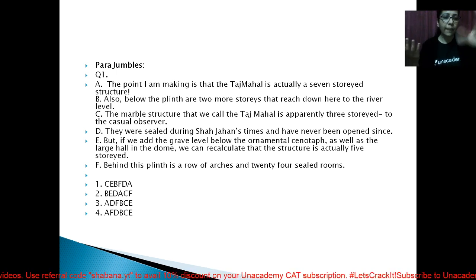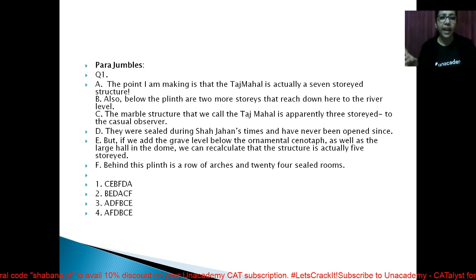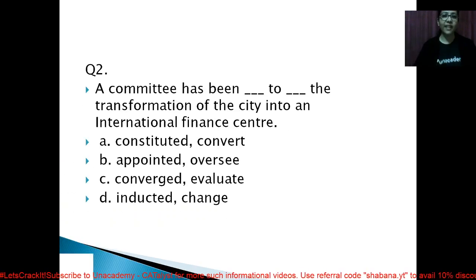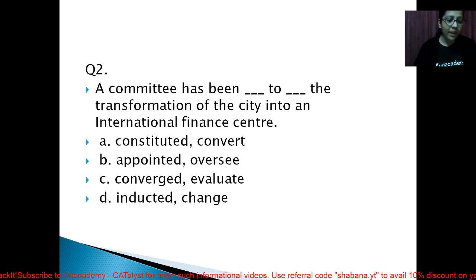So, इसलिए यहाँ पे भी मैंने आपको explanation दे दिया सिमरन, यहाँ पे मैंने बताया कि कैसे connect कर रहे हैं हम. A is an assertion, I said B also है, तो also बाद में जाएगा, okay. And number F में जो बोलता है four sealed rooms, उसके बाद आएगा D, they were sealed during Shah Jahan's times. Fine, so the answer is one, C E B F D A. This was easy peasy, but not all questions are going to be easy peasy, so let's watch out for the next one.